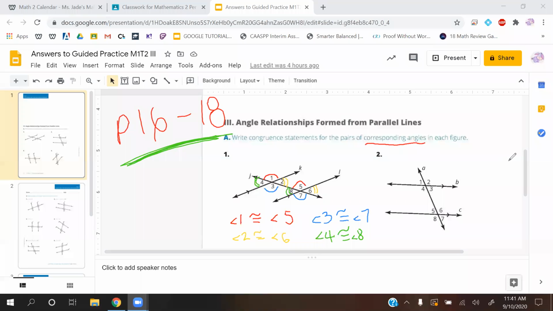Okay, so I already wrote all of this out because I forgot to record, as you know. But let's reiterate that we wrote congruent statements for the pairs of corresponding angles in each figure.